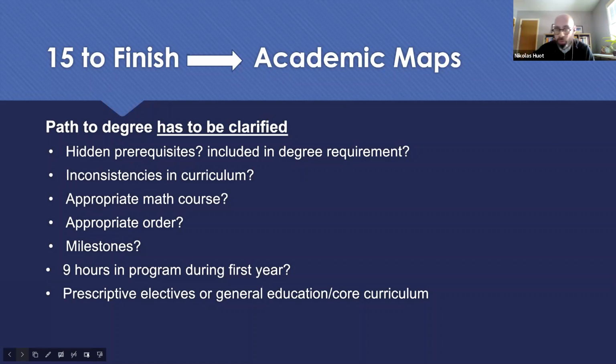So, we're happy to share that data. And I think that Brendan may have shared that data with the 15 to Finish presentation, as well as, like I said, the prescriptive electives or gen ed core courses. What are they? Why are they preferred? And sometimes it helps because I've seen maps where the list in the general education is like pick one of those 25 courses.